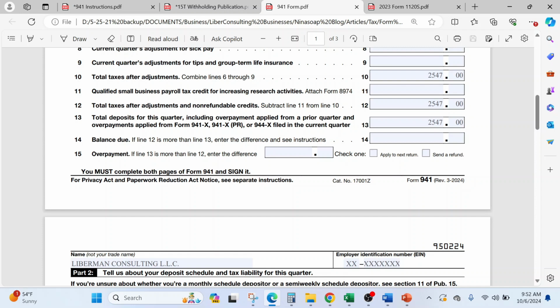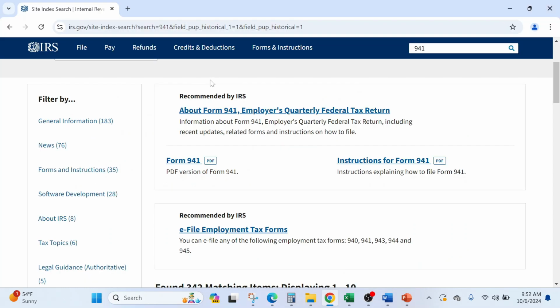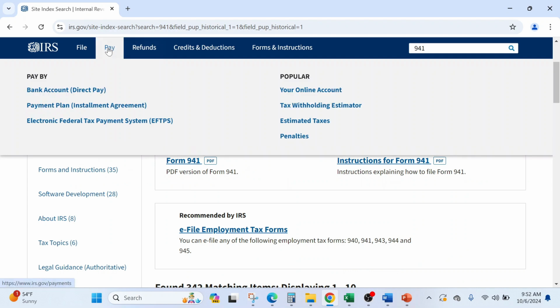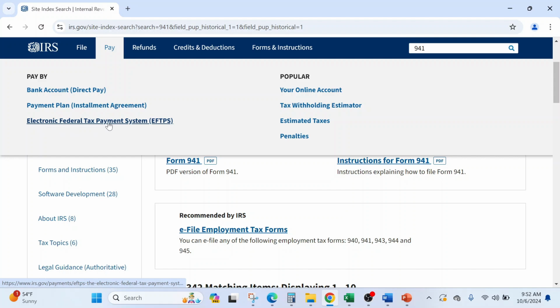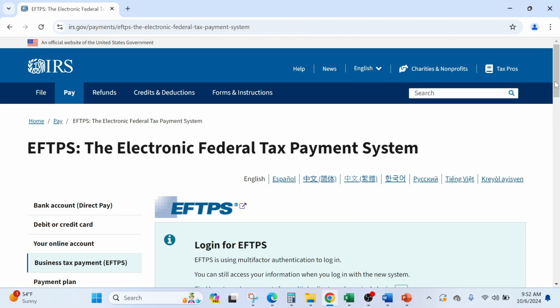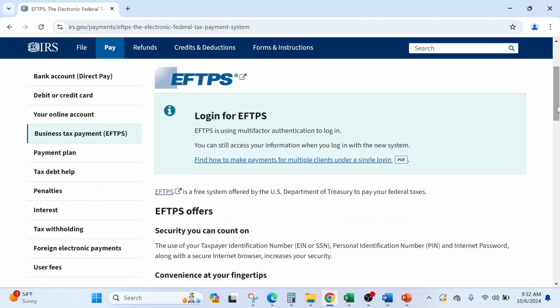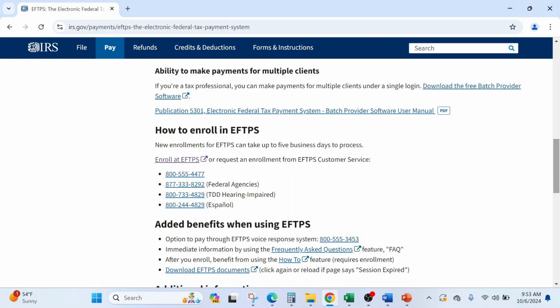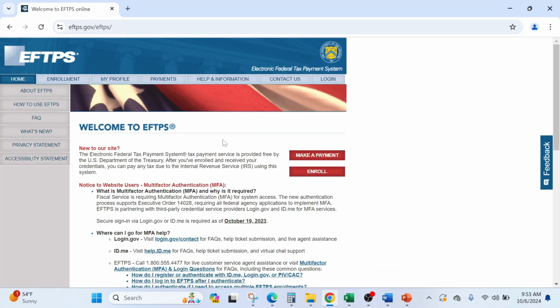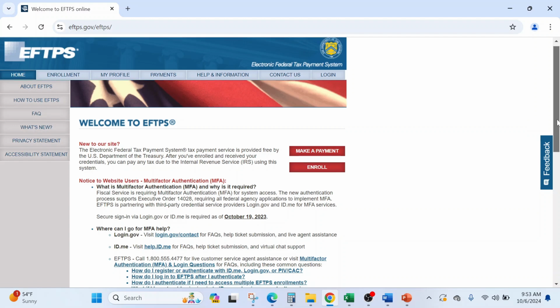Where do you make those deposits? You make those deposits on IRS sites using EFTPS. So when you go to irs.gov, under pay, you have electronic federal tax payment system. You will set up an account with them. And when you set up the account, you choose a deposit schedule during the year. Usually that deposit schedule is chosen at the beginning of the year, and you follow that during the year.